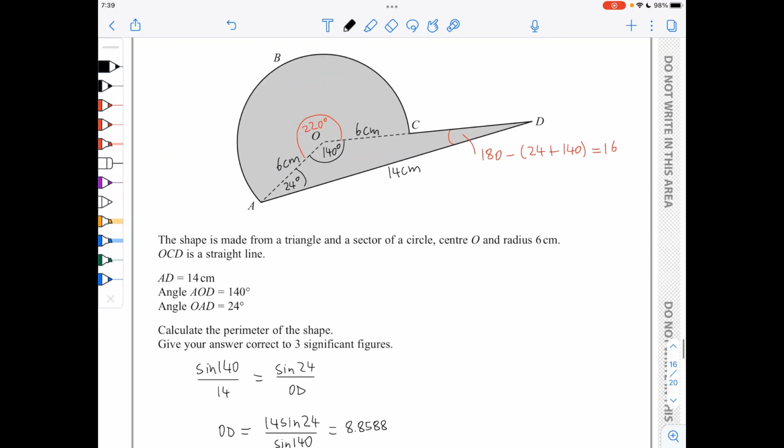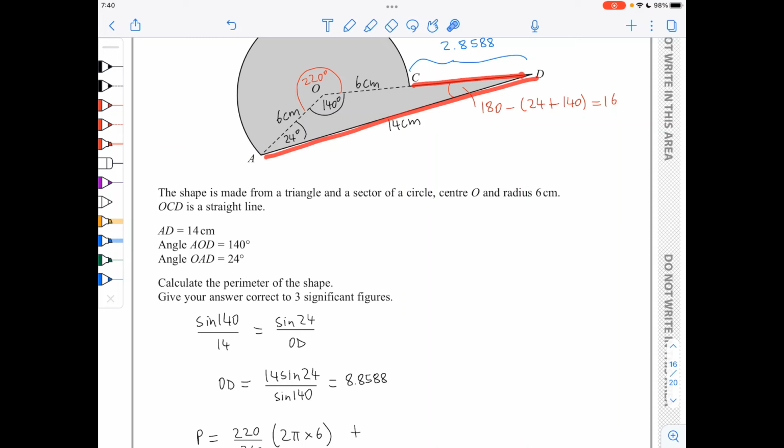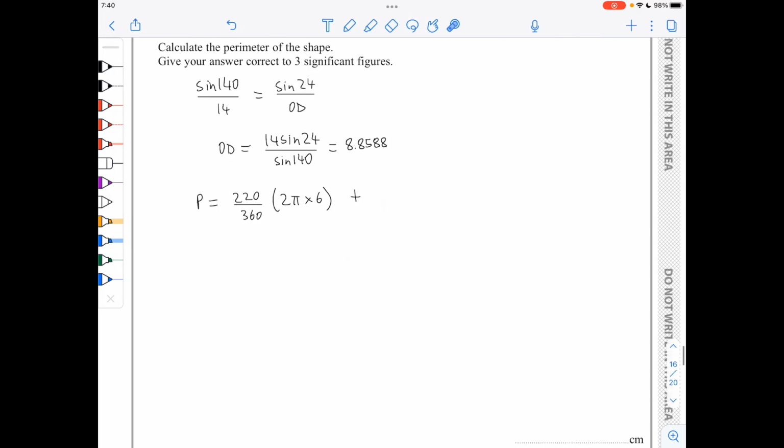And therefore we know that all of this here is 8.8588. So if I deduct 6, I know that CD will be 2.8588, and therefore I will find the perimeter by finding the length of the arc, which is 220 over 360, the part of the full circle being occupied by the arc, times 2 pi times r, which is 6, plus the 14, which is the AD, plus the 2.8588, which is the CD. So plus 14 plus 2.8588, and this gives an answer of 39.9 centimeters to 3 significant figures.